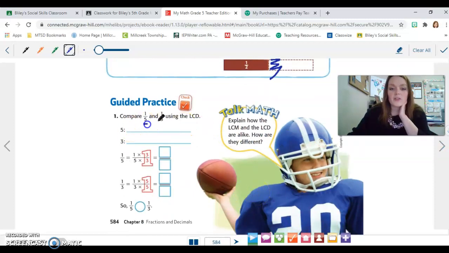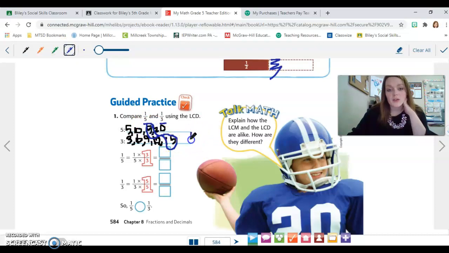Let's try this one. We have 1/5 and 1/3. I'm going to find my least common multiple. 5, 10, 15, 20. I'm going to go with my threes: 3, 6, 9, 12, 15. All right, I'm going to stop there. I can find my least common multiple in both numbers. For 3 and 5, it is 15.